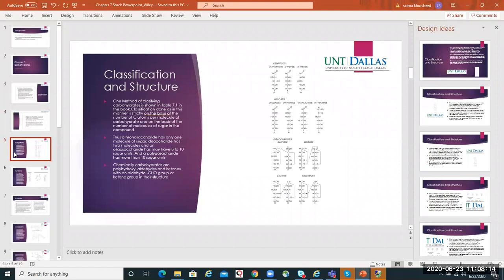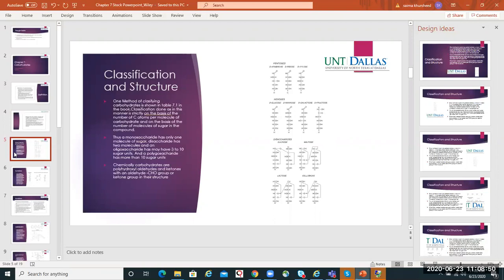So talking about the classification and structure of the carbohydrates, one method of classifying the carbohydrates, you can see there is a table 7.1 in the book. So that's one method of classifying the carbohydrates, like monosaccharides, we have the pentoses, hexoses, and then we have disaccharides, we have trisaccharides, that includes the raffinose, we have polysaccharides, that includes the xylans, hexosans, and glycogen. So that's one kind of classification.